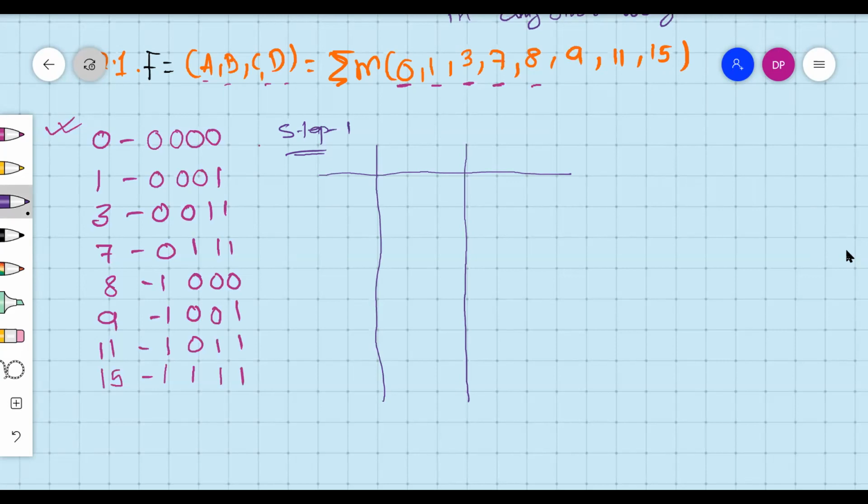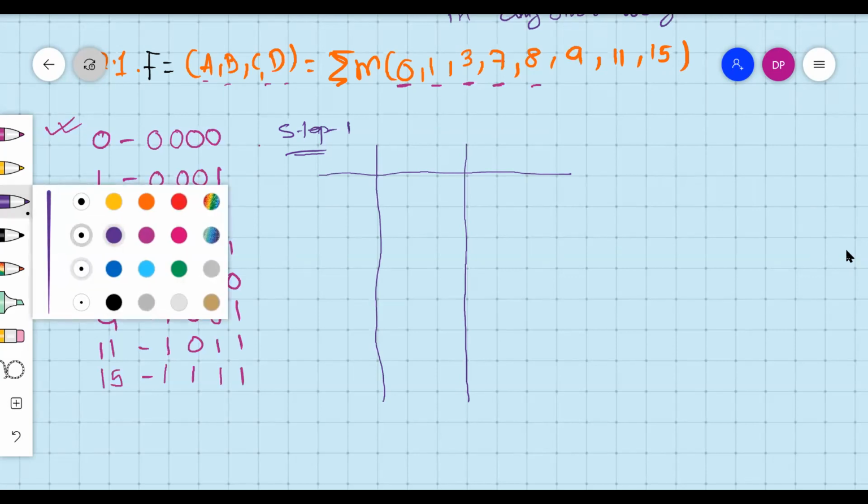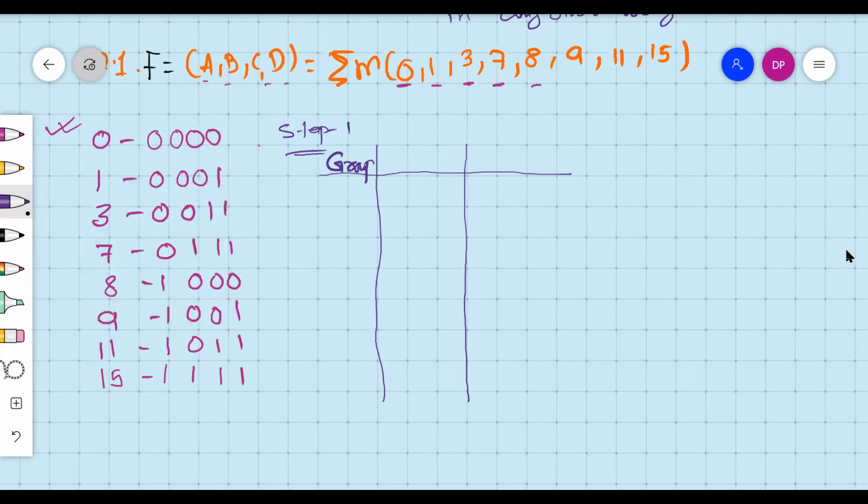I'll take group here, then I'll write the min terms, then the binary representation using the 4 variables A, B, C, and D. So we will form the groups according to the number of ones in the equivalent binary values. How many ones are there in 0? Zero.